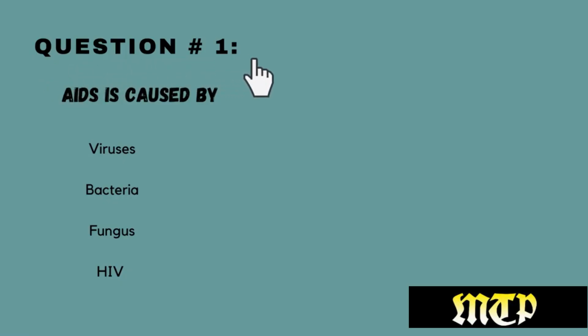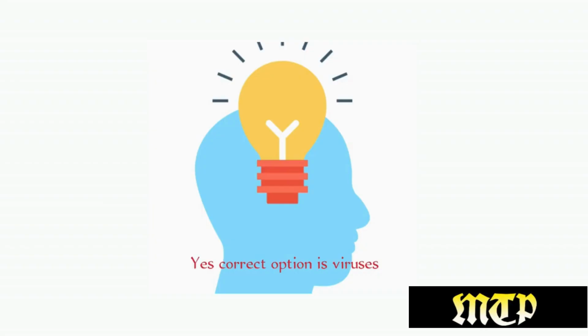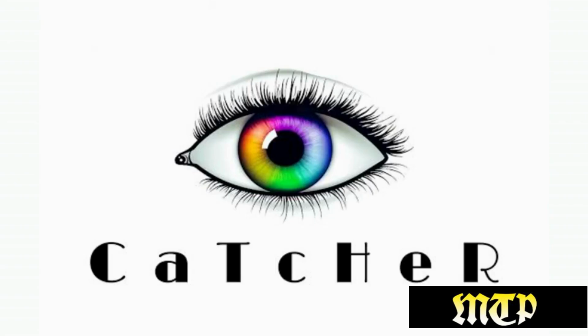So our first question is, AIDS is caused by. So they are asking the causative agent of AIDS. If we have prepared the chapter, our mind will click yes, it should be viruses. Now we move towards our options. Option 1, viruses. It could be correct, but don't forget to read other options. Keep in mind it could be an eye catcher. Don't just tick mark the option immediately.